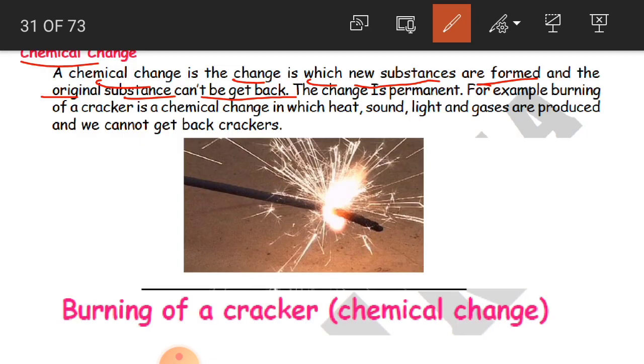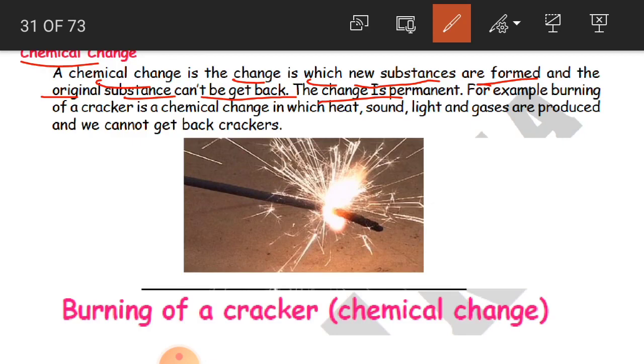Understood? What is a chemical change? The chemical change is the change in which we will be getting new substances, and we will not be getting the original substances back. Okay, and the change is permanent. This change, the chemical change, is permanent. So it is not temporary. Once it is changed, it is changed. Again you cannot get it back. So this change is permanent.